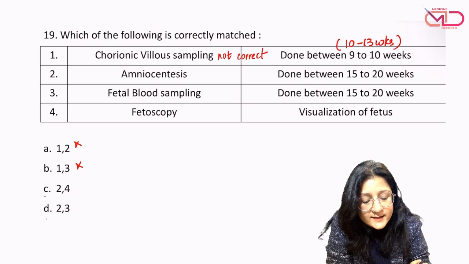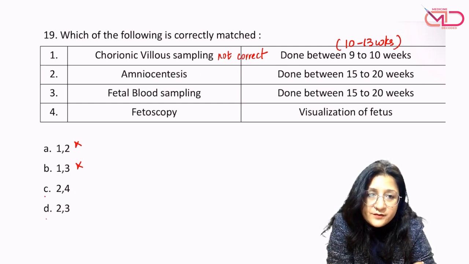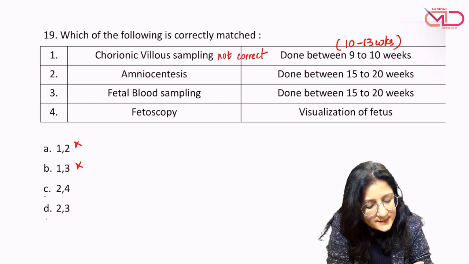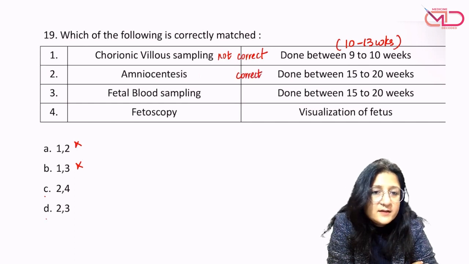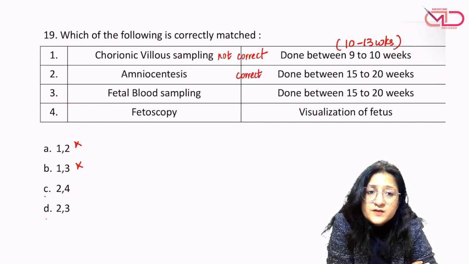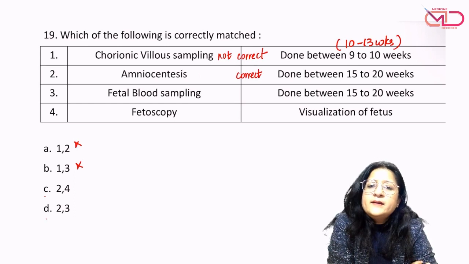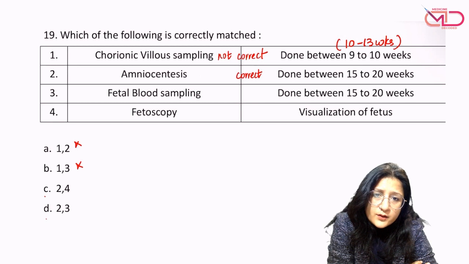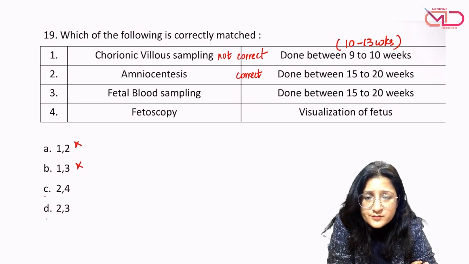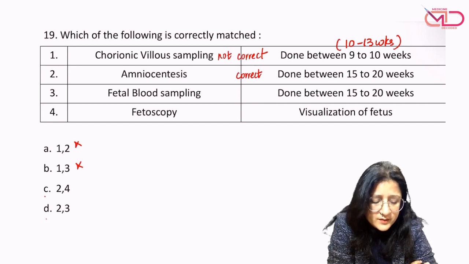Okay, so let's see. Amniocentesis done between 15 to 20 weeks. Yes, this is correct. Amniocentesis is done in the second trimester. It can be done anytime between 15 to 20 weeks. It can be done even beyond that also. But when it is typically done for karyotyping of a Down syndrome affected fetus, it's typically done between 15 to 20 weeks. That's the correct answer.